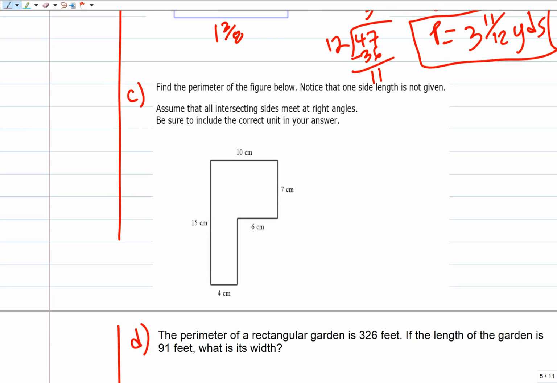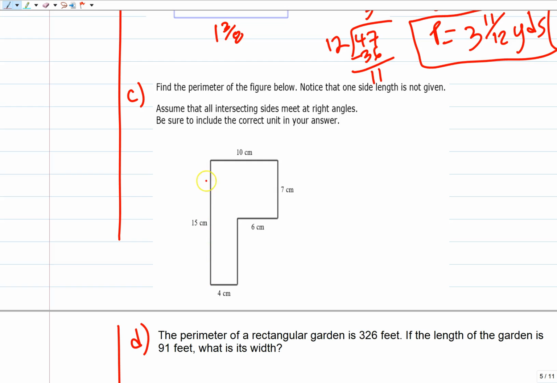Find the perimeter of this figure below. Notice that one side length is not given. We have to figure it out. All these are right angles, which means we should be able to figure out the missing side. There is 1, 2, 3, 4, 5, 6 sides, but this one is missing. How do we figure that out?